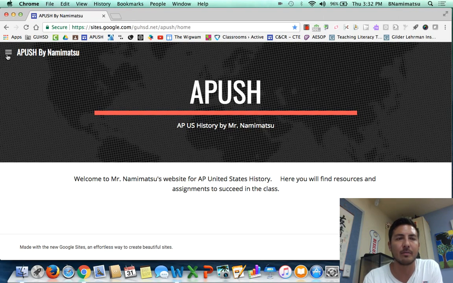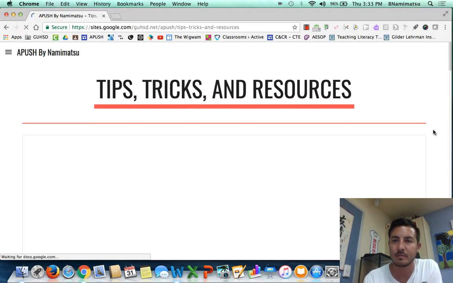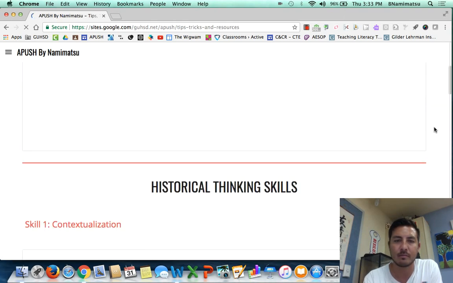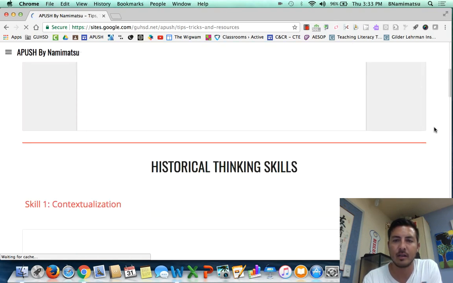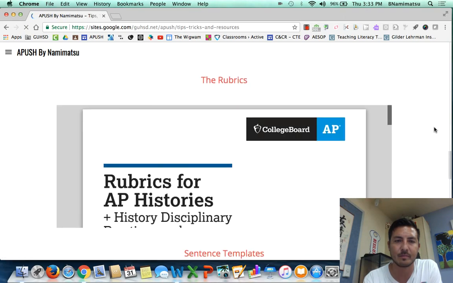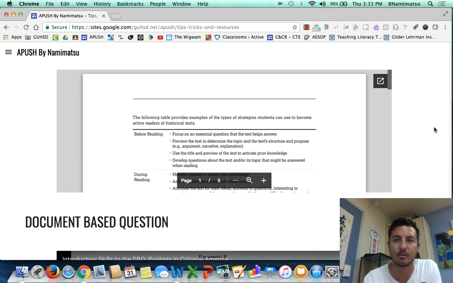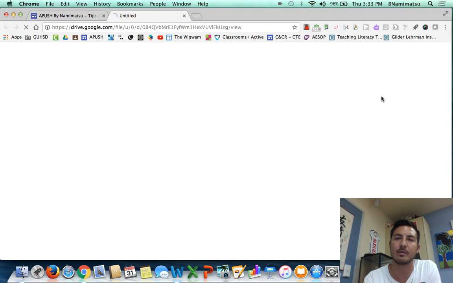On my APUSH website, when you go to Tips, Tricks, and Resources, we'll come to this document. And let's see here. Underneath, I think it's DBQ Literacy Resources. There's going to be a thing that says sentence templates. And there it is right there. Whoa, way too far. Sentence template says paragraph templates for the DBQ.